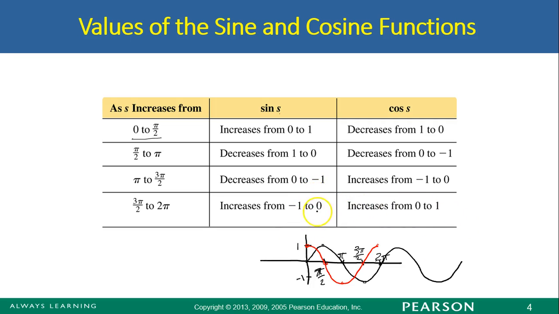Now, the cosine function does the same pattern except it's shifted compared to our sine function. So as our values of s go from 0 to pi over 2, it decreases. You can see that in red here, that it decreases from 0 to pi over 2, and then keeps decreasing from pi over 2 to pi, and it goes back to increasing. So it increases from pi to 3 pi over 2, and then increases again from 3 pi over 2 to 2 pi. So that's the predictability of sine and cosine functions right there.